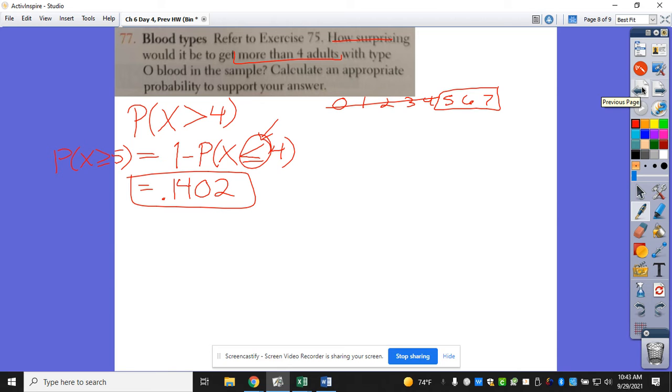How surprising would it be? This is kind of starting to get you in the direction that we're going. How often would we expect it to happen? About 14% of the time. So how surprising would that be?